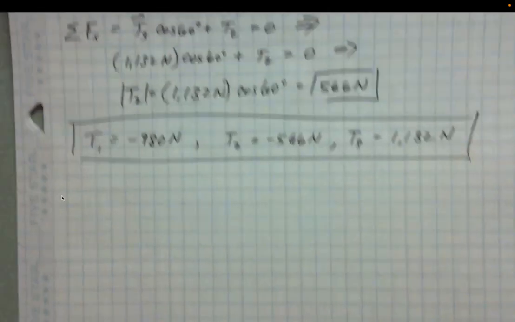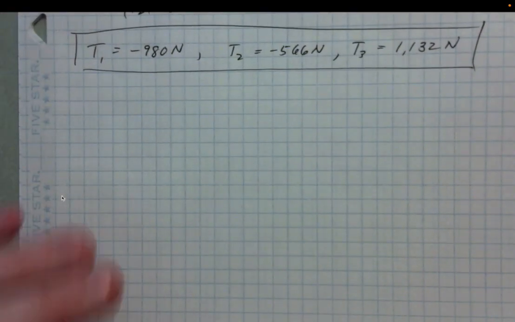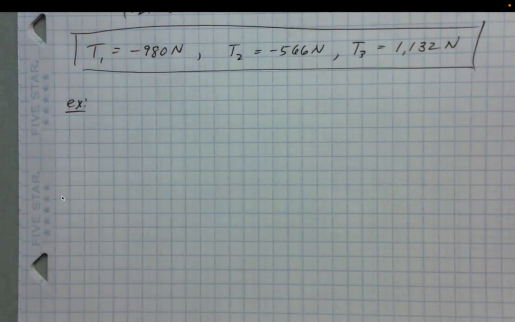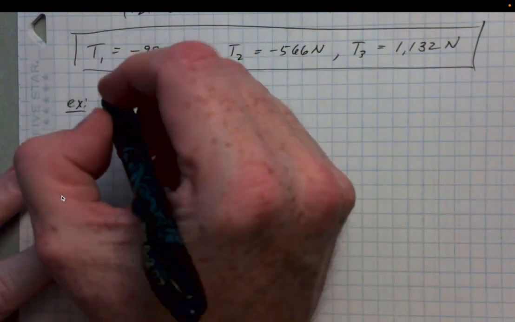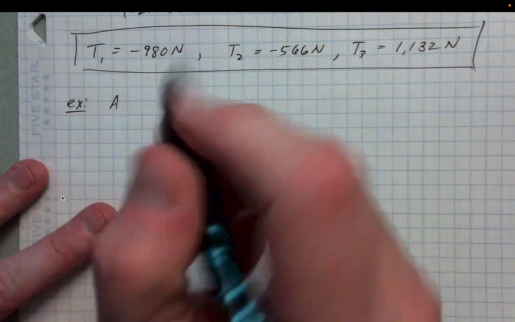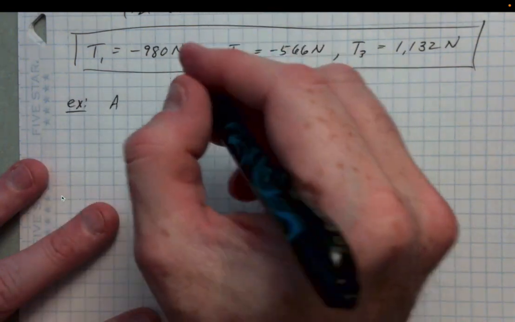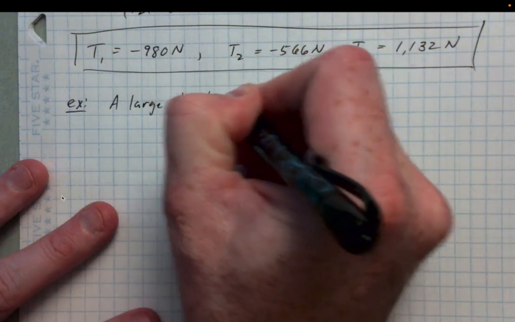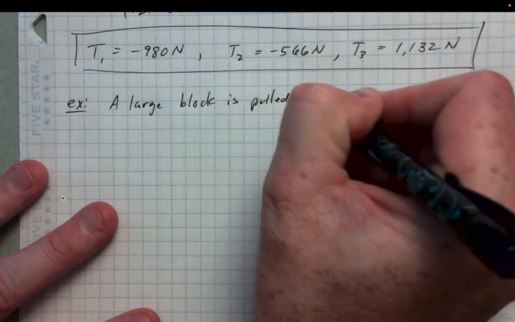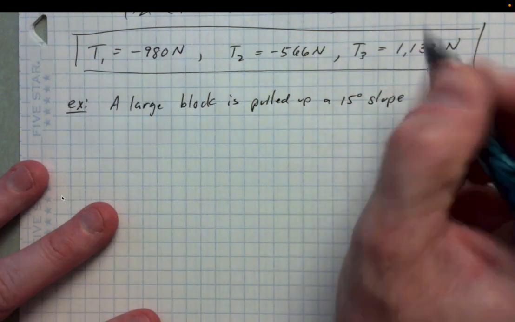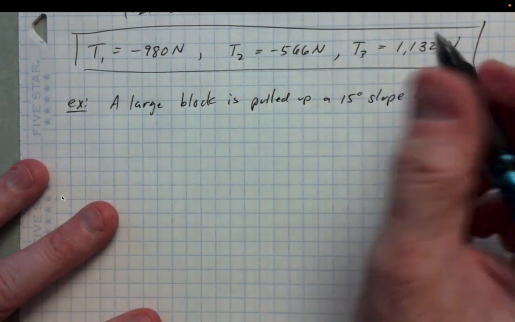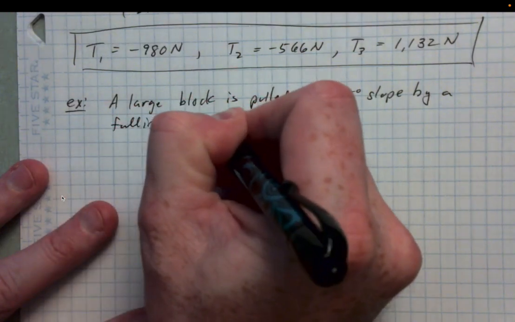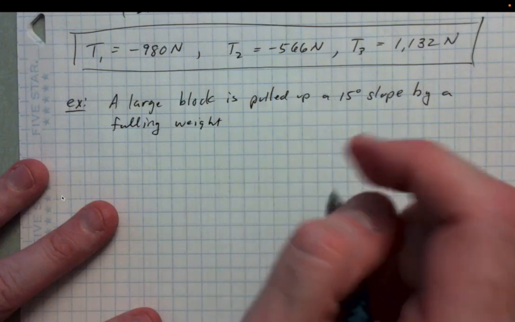We'll do one more problem, which is a little more complicated yet. Not too bad by any means, but these are just 3 examples of solving problems in equilibrium. This is a classic problem from Newton's first law. A large block is pulled up a 15-degree slope, and it's pulled up by a falling weight attached to the block over a pulley system.